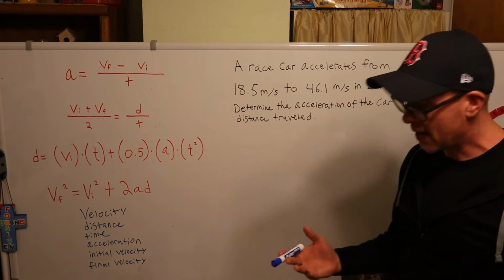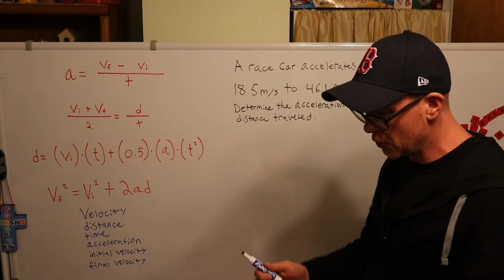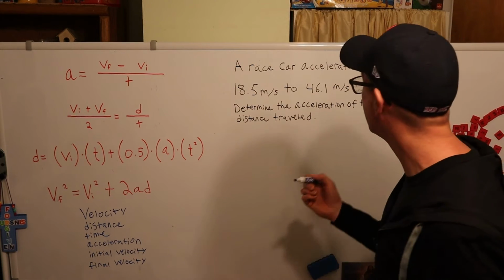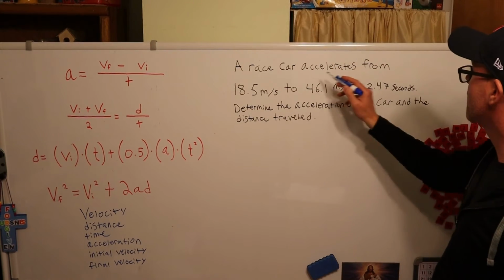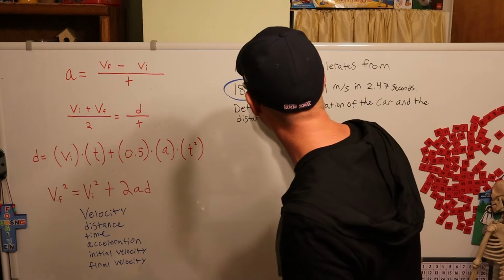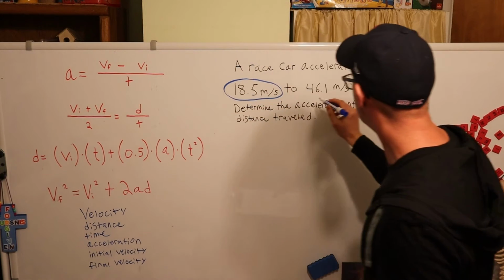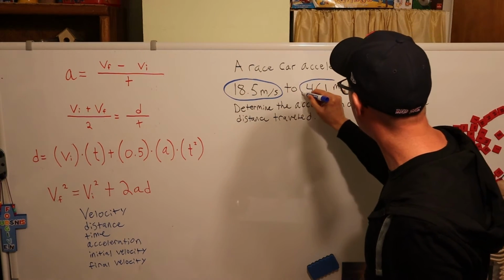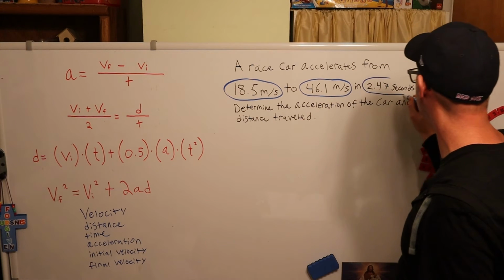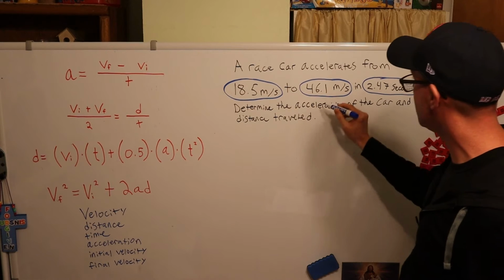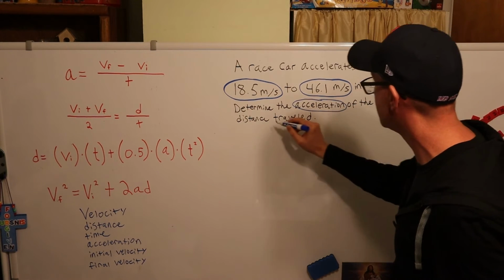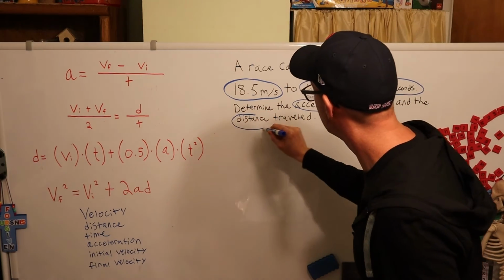Okay, so what am I going to do first? I'm going to identify the variables that they have given to me. So a race car accelerates from 18.5 meters a second to 46.1 meters a second in 2.47 seconds. Determine the acceleration and the distance.